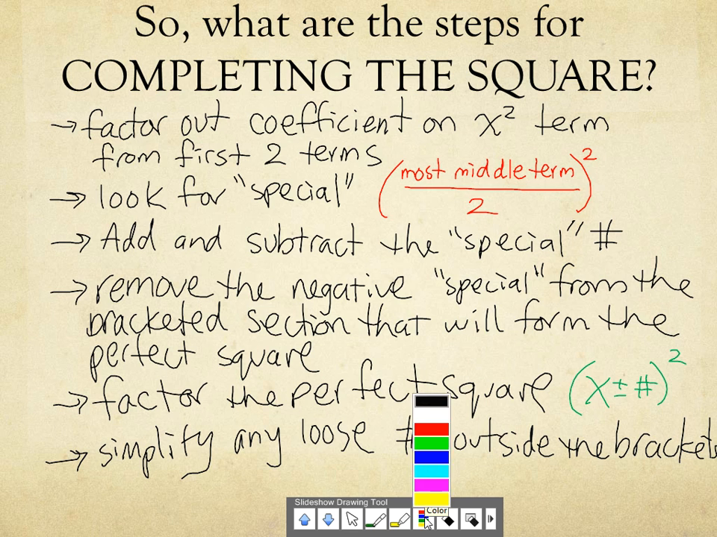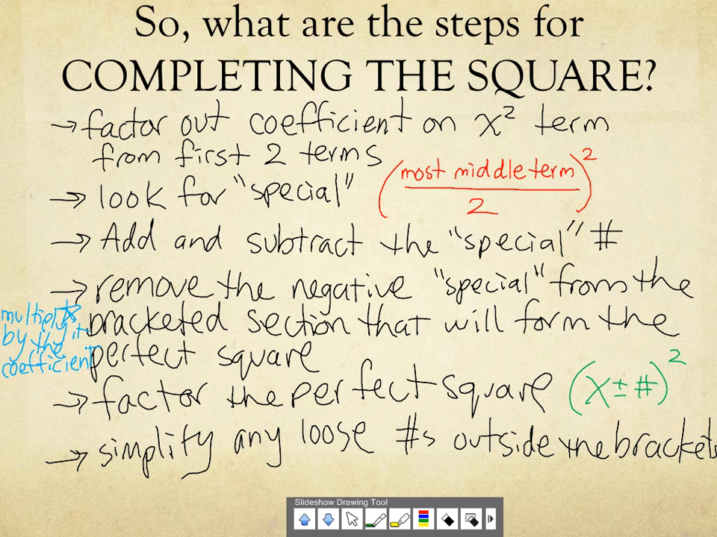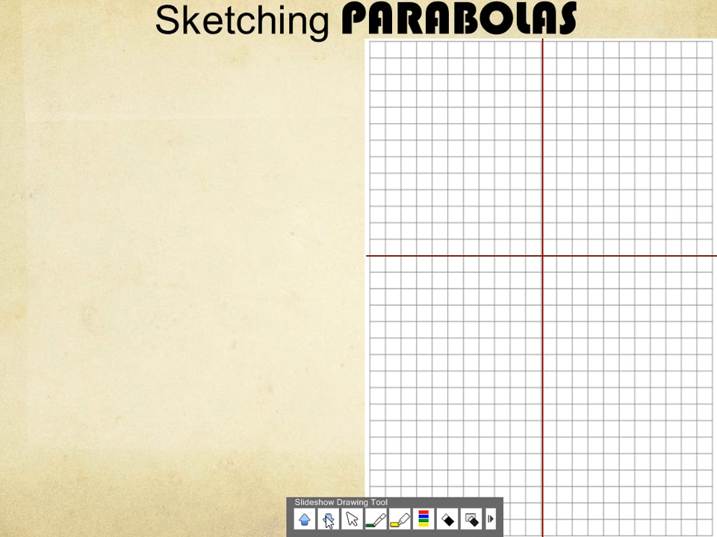I guess I probably should add that at this stage, when you remove the negative special from the bracket, you might have to multiply it by the coefficient that's on the bracket, if there is one. Okay, so you can take those down into your notes and then have them forever and study them.